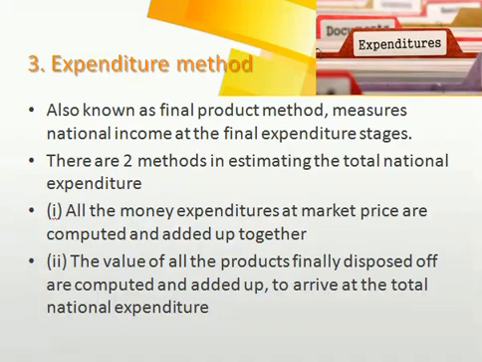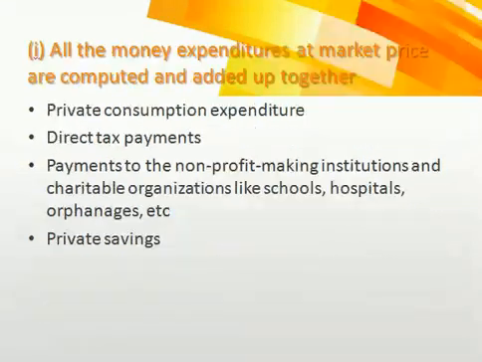There are two methods of estimating the total national income, total national expenditure. First, all the money expenditures at market price are computed and then added up together. Second, the value of all the products finally disposed of are computed and added up to arrive at the total national expenditure. Let's see these two. First, all the money expenditure at market price are computed and added up together: all the private consumption expenditure, direct tax payments, payments of non-profit making institutions and charitable organizations like schools, hospitals, orphanages, and any private savings. So all these expenditures are taken at market price.